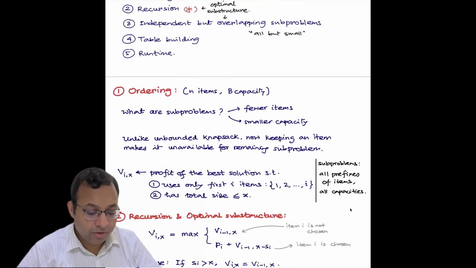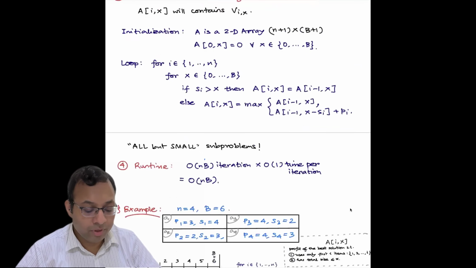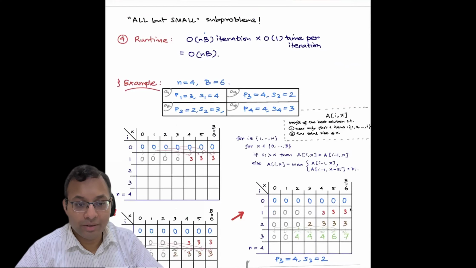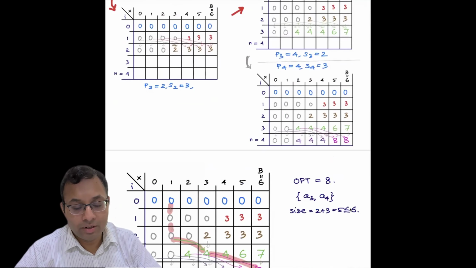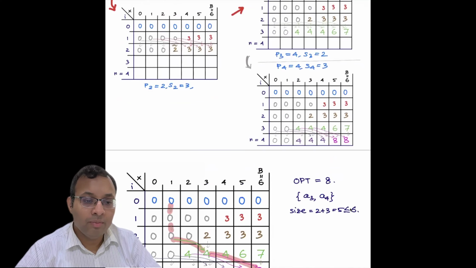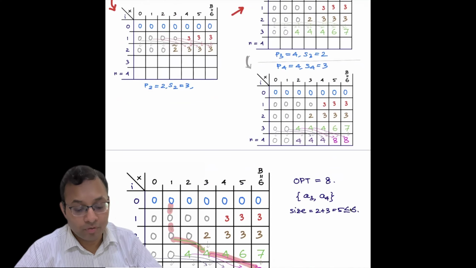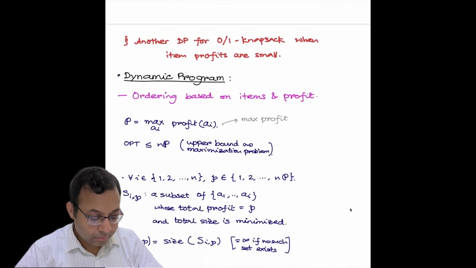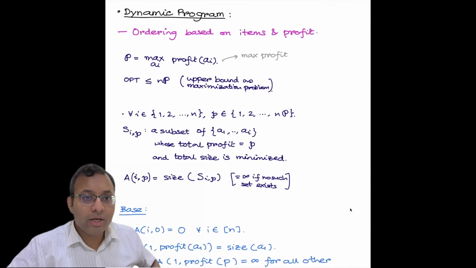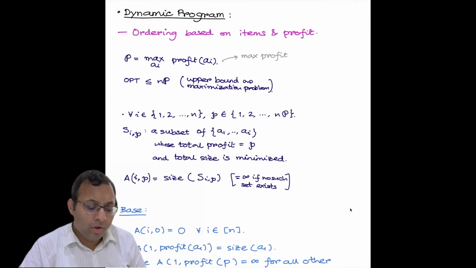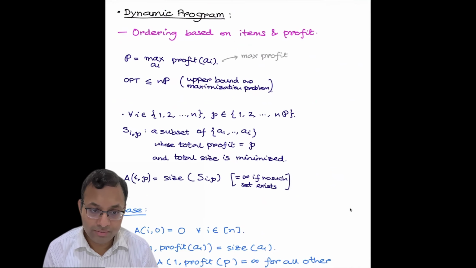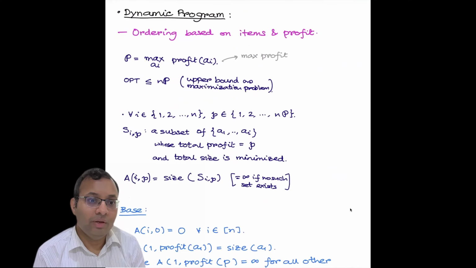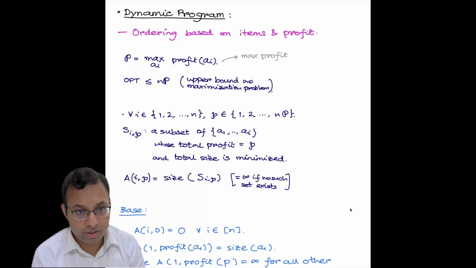In the last part, we talked about one dynamic program, and the runtime was order NB. It was a pseudo-polynomial time algorithm. And in this part, we'll talk about another pseudo-polynomial time algorithm, but now it is in terms of profits. So let's look at this dynamic program, where in the last part we saw an ordering based on the number of items and size, but now we do an ordering based on the items and profits.